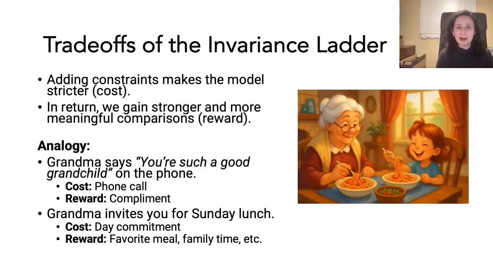And I wanted to talk about trade-offs in the invariance ladder. So adding constraints is going to make our model more strict. So that's kind of the cost that we pay. And in return, we are going to gain stronger and more meaningful comparisons, or rewards, for this. So going up the ladder, we are going to pay by way of imposing constraints. But the good news is we get back comparisons in return.